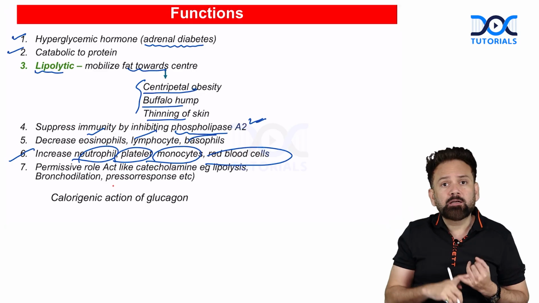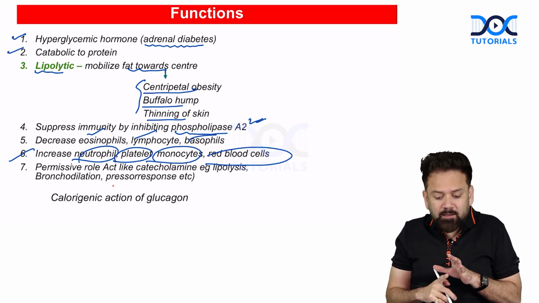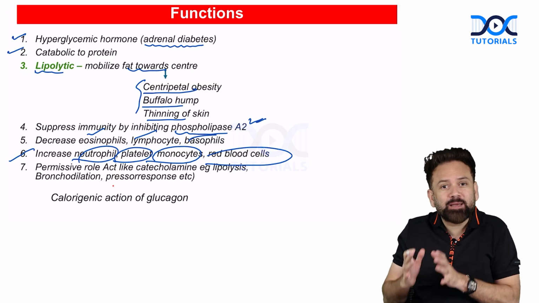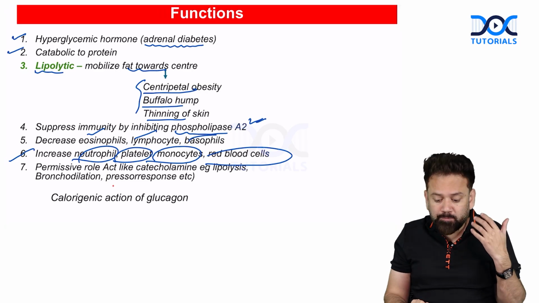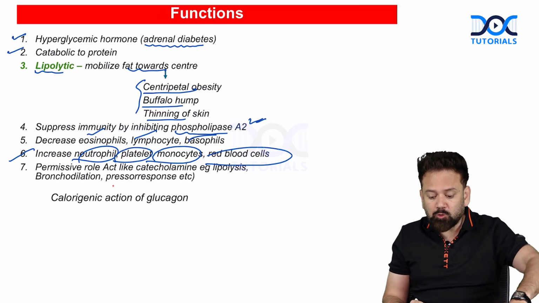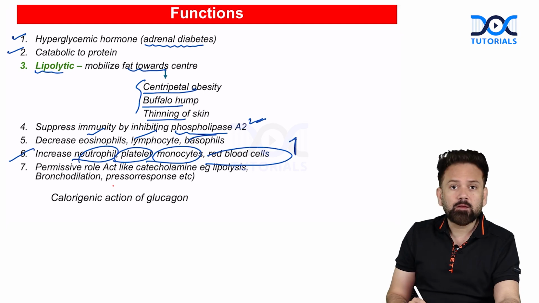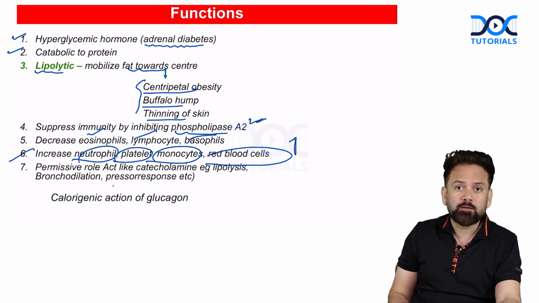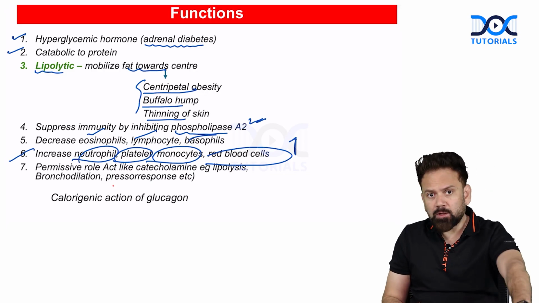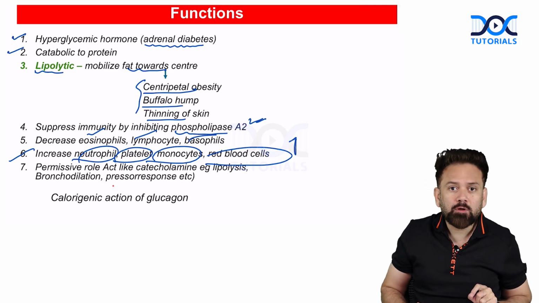Eosinophil, lymphocyte, basophil. Okay, so eosinopenia, basopenia, lymphocytopenia, they will decrease, and neutrophilia, thrombocytophilia, monocytosis, and erythrocytes, all of these will increase. So they have different actions on different cells of the blood. Cortisol. Now they have a permissive role. What is a permissive role? Like a catalytic.